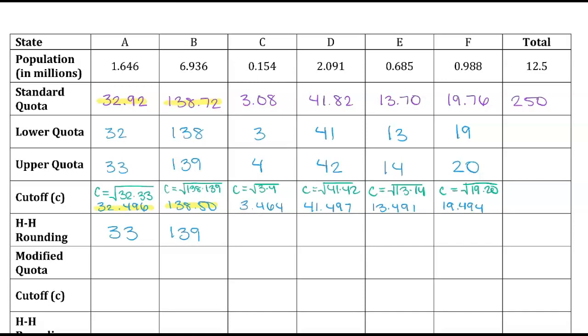For each state, we need to decide to round up or down based on the comparison of the standard quota to the cutoff value. State C is lower than the cutoff value, so we'll round down. For State D, the quota is higher than the cutoff value, so we round up. State E, the quota is higher than the cutoff value, so we round up. And for State F, the quota is larger than the cutoff value, so we again round up. This gives us a total of 251 seats. So unfortunately, we are slightly too high.